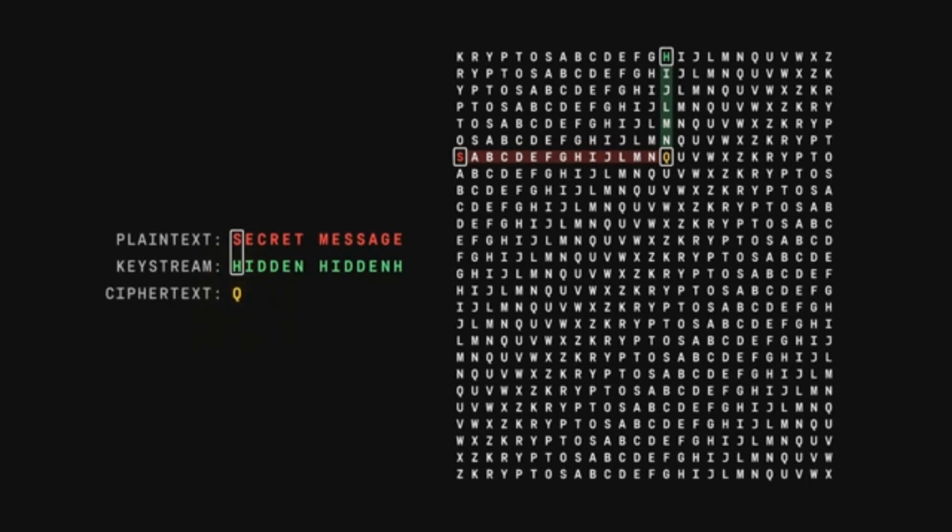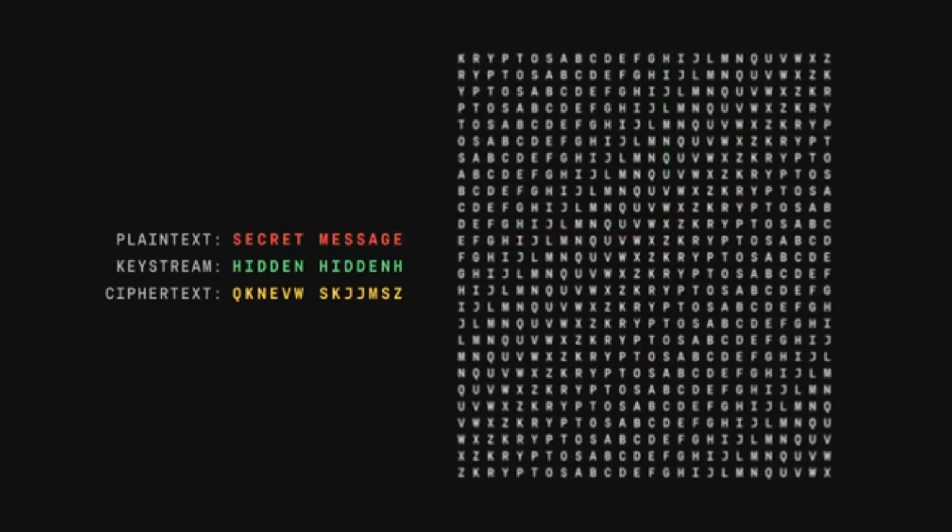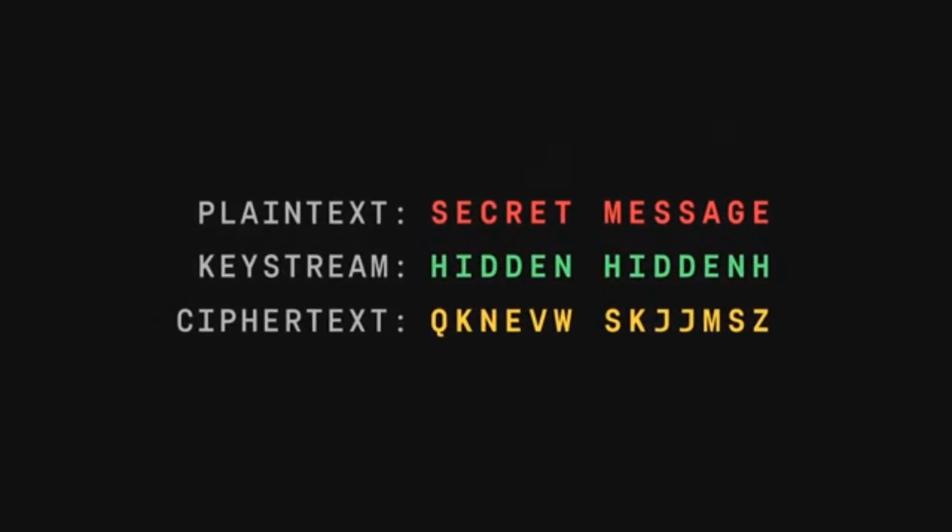The second letter pair is E and I, so we find the row that starts with E and the column that starts with I, which intersect on the letter K, making K the second letter of the ciphertext. By repeating this process for all the letter pairs, we end up with a ciphertext that looks like this. That's it. That's how you encrypt a message using a Vigenère cipher.